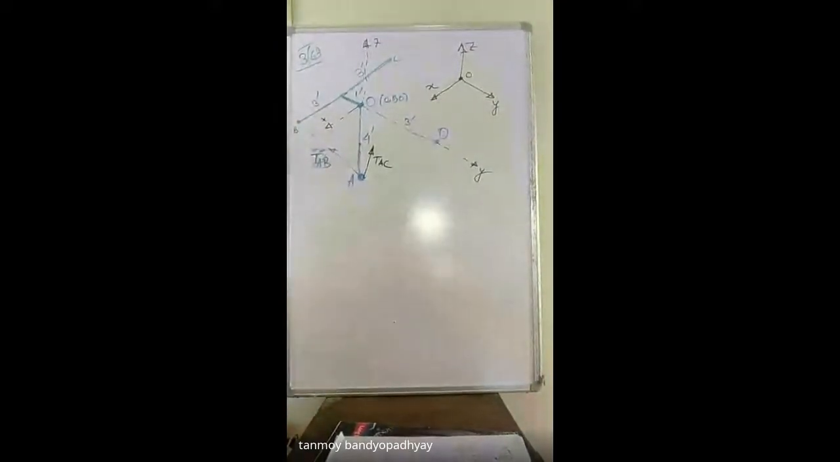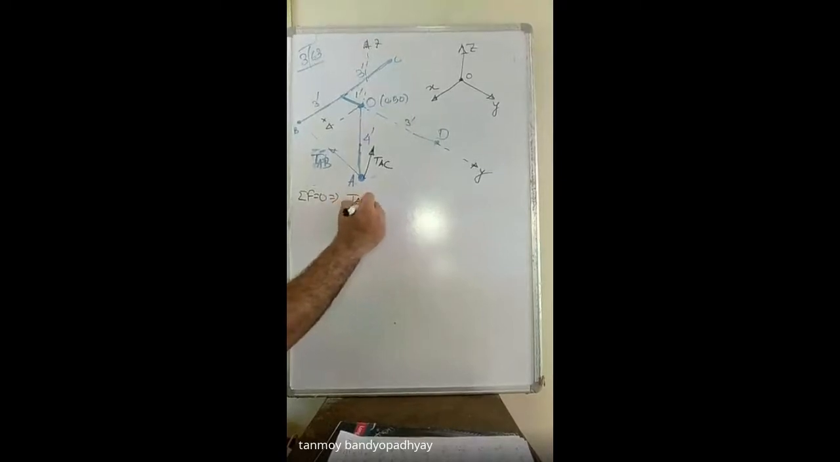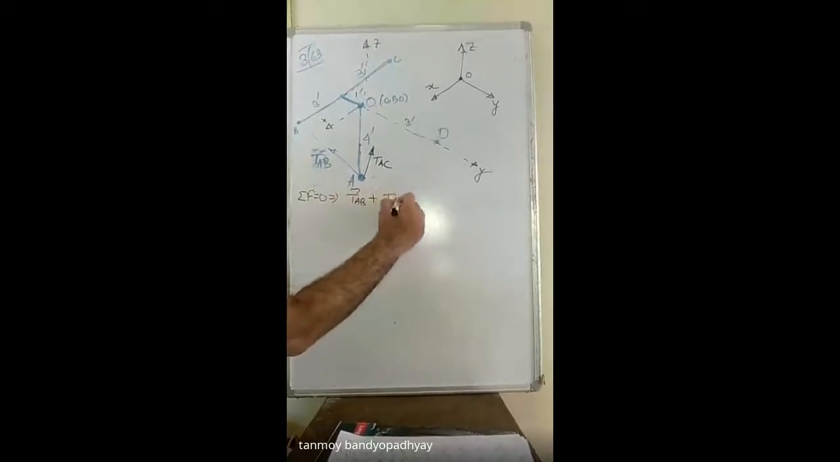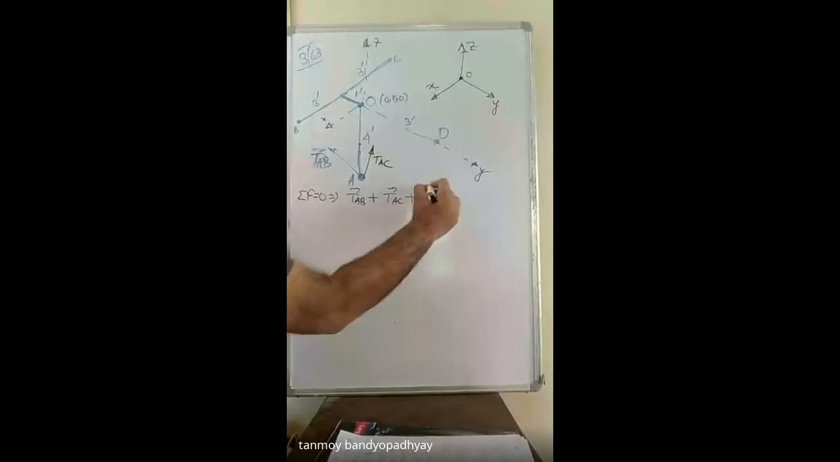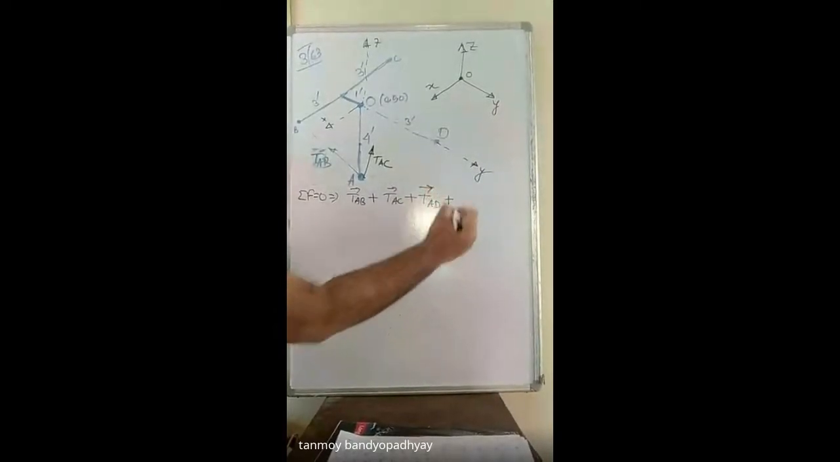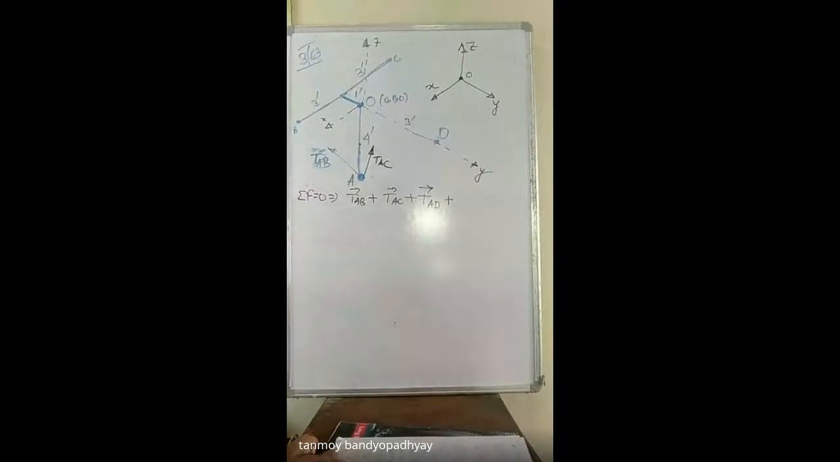So now we are writing the equations of equilibrium. From the force equilibrium, sigma F is equal to 0, so we should have TAB vector plus TAC vector plus TAD vector. What else is there? Sir, the weight of the body.